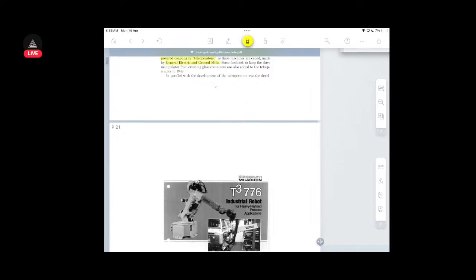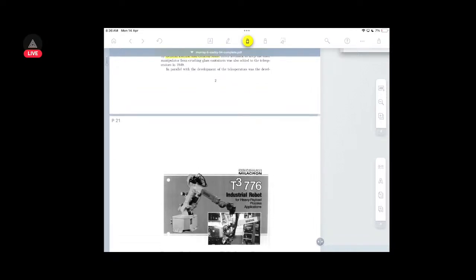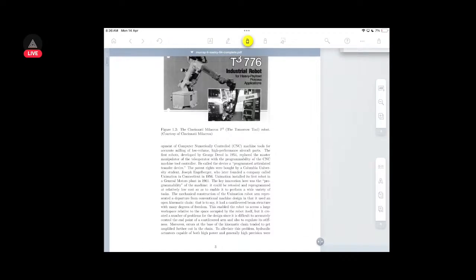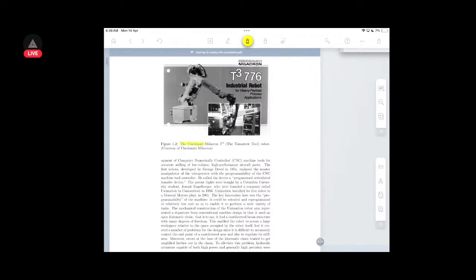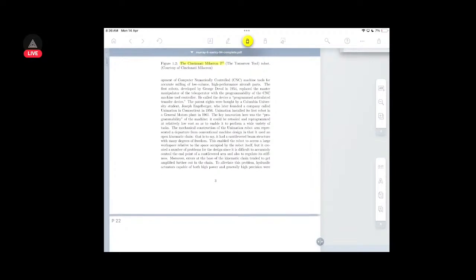Force feedback to keep the slave manipulator from crushing glass containers was added to teleoperators. So this is the Cincinnati Milacron T3. It is an industrial robot, with heavy payload, process applications and all it could do. CNC machine tools for accurate milling of low volume, high performance airplane parts were also developed.